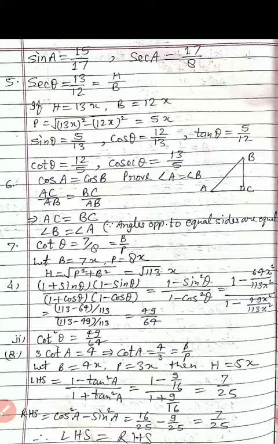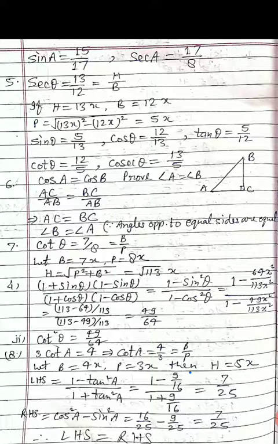Now tan theta equals p upon b. So p is 5x and b is 12x, x cancels again, so we get tan theta equals 5 upon 12. Now cot theta is b upon p, or the reciprocal of tan, so we can find directly 12 upon 5. Cosec theta is the reciprocal of sin, so take the reciprocal of sin: the reciprocal of 5 upon 13 is 13 upon 5. Question number 6.